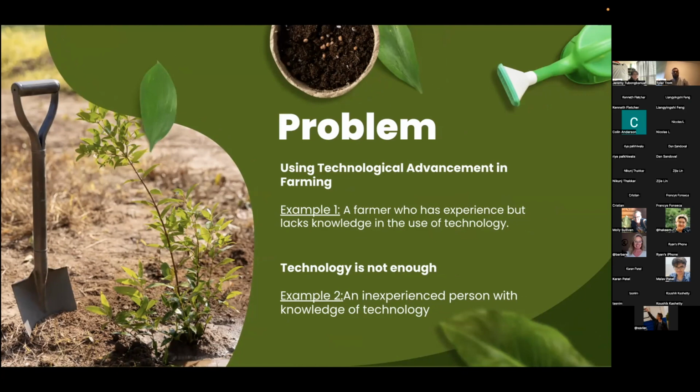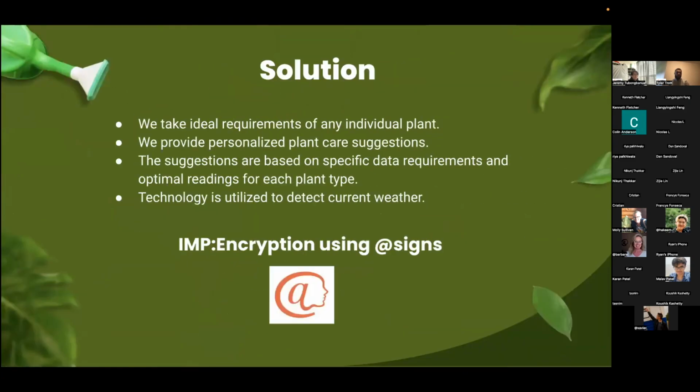So as a solution to both of these problems, we decided to create an app which connects both of them. We took ideal requirements of certain plants, and from the sensor readings we get from the actual soil we have, we compare them with the ideal requirements and provide personalized care suggestions to the individuals. We also give current weather stats through our app, so he can see the current temperature and humidity required for the plant. We use Atsign, the very important part for encryption of data through ESP32.